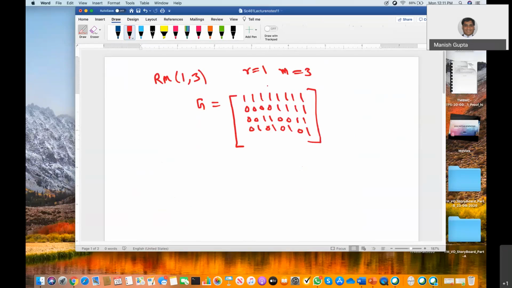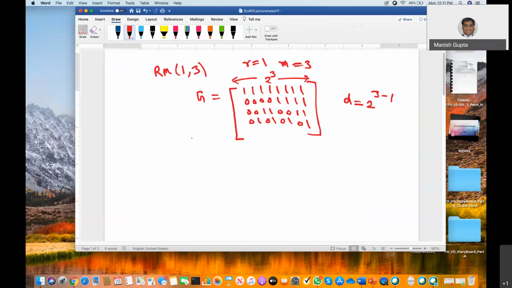And the length is here 2 cube, right? So you can see that the distance is actually 2 raised to power 3 minus 1, that is 4, minimum distance. Okay, so we can do some analysis to see actually that is it, or you can directly compute it. This is RM(1,3).